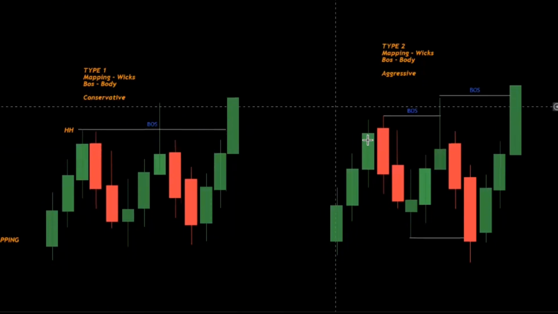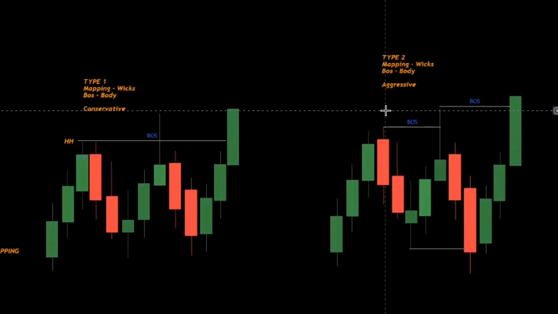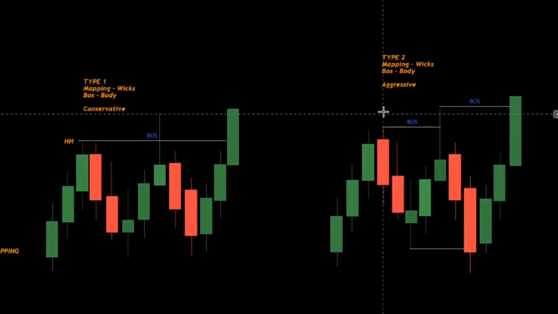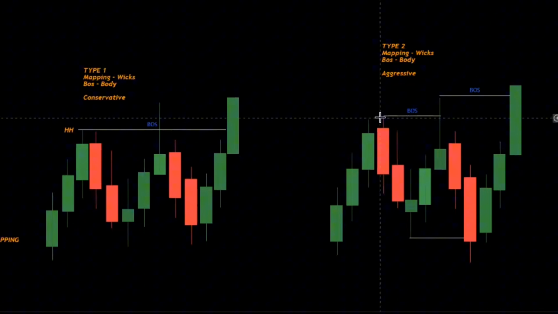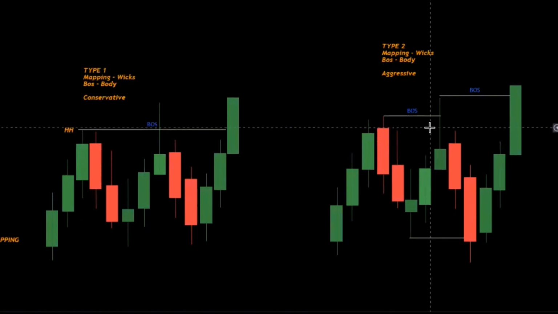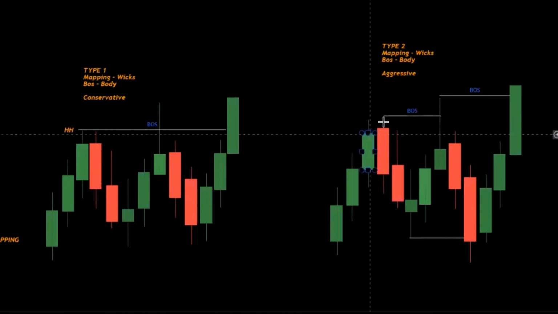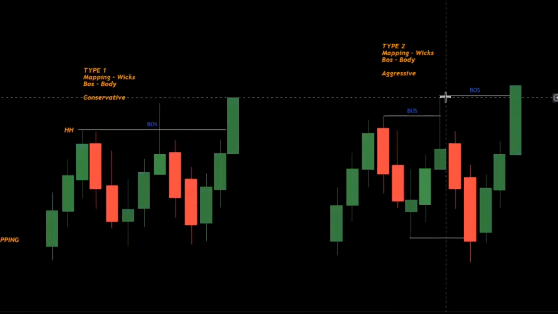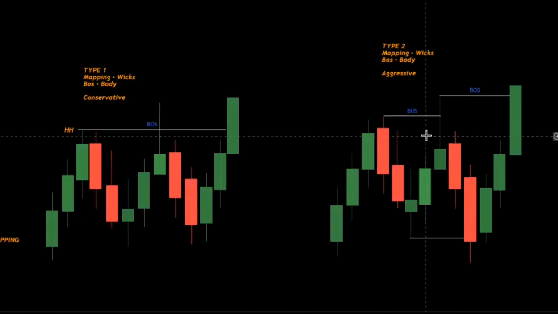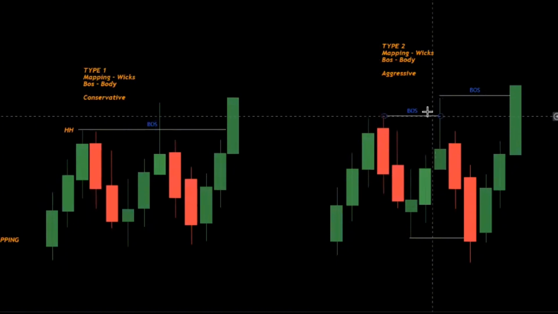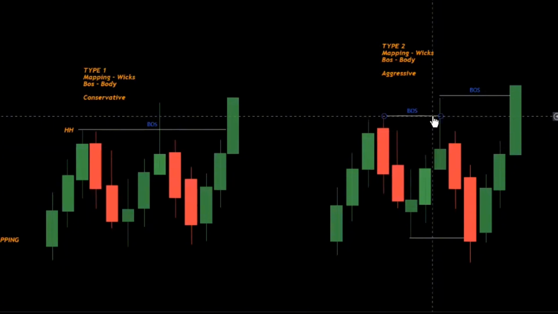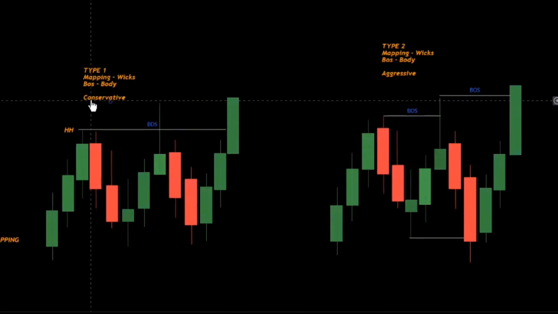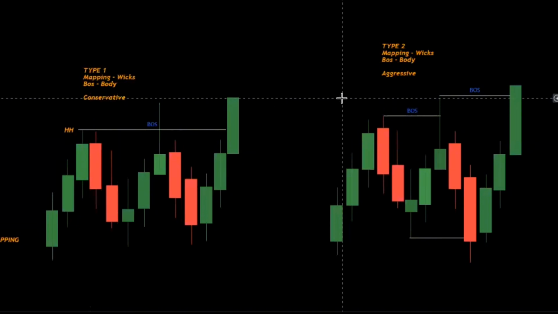Now, type 2 is a more aggressive approach. You consider it a break of structure when price breaks your previous high with a wick. This is an aggressive approach. I'm going to tell you where to apply both of them, because both of them are important. In as much as one is conservative and the other is aggressive, both are important.